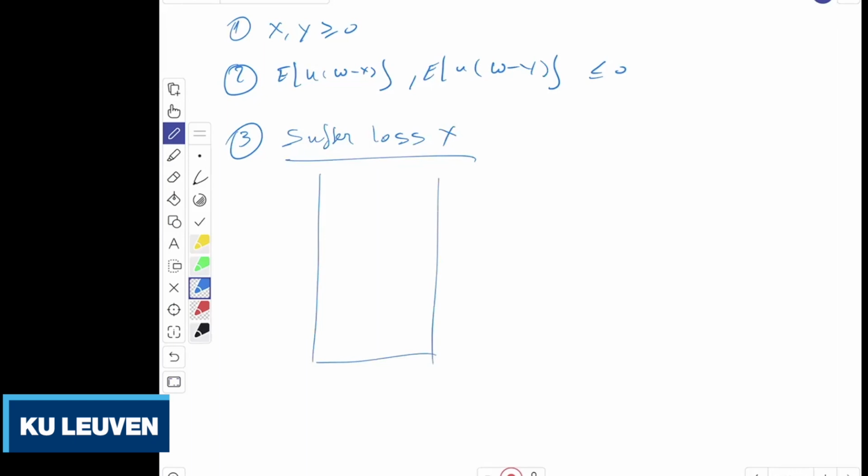Then we can say, well, today we have a wealth of W and your utility is at this level. And we assume that that level is 0. That's before you have any loss X or Y or X and Y. Now, for example, you are exposed to the risk X. It means that you will suffer this loss X, so your utility will drop, and it will drop to, say, this level here.